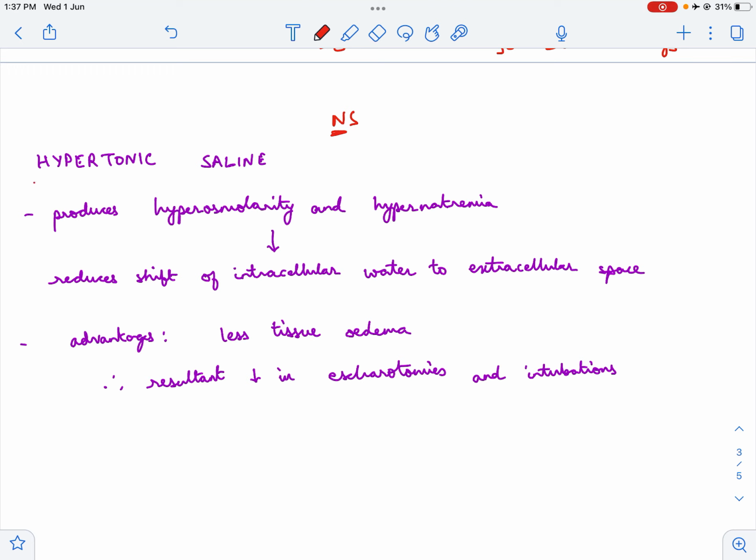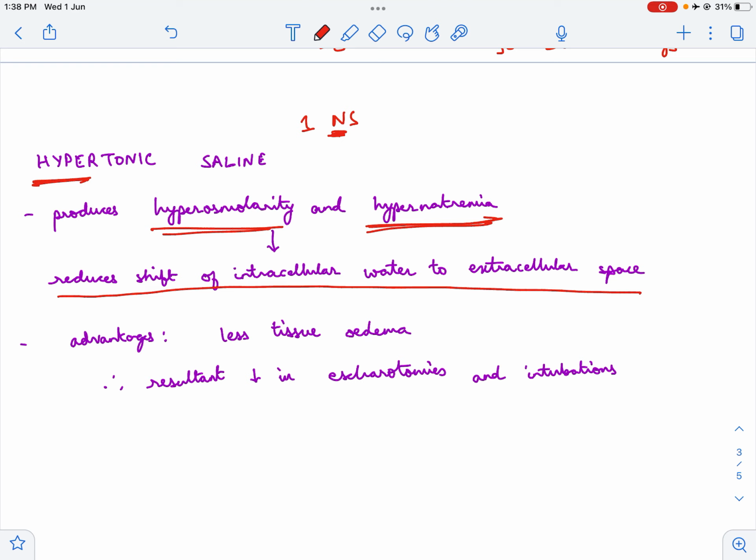But hypertonic saline is more than normal. So this is one normal saline. For example, anything which is more than one, you will get hypertonic saline. Now the advantage of this hypertonic saline is it produces hyperosmolarity and hypernatremia. Because of the physics of osmosis, it reduces the shift of intracellular water to extracellular space. So there is less tissue edema.